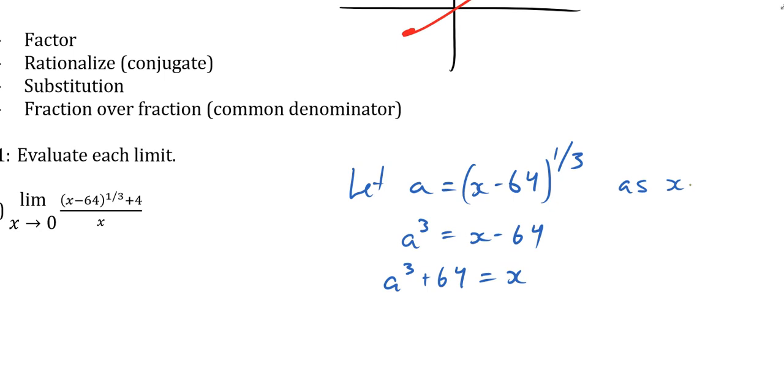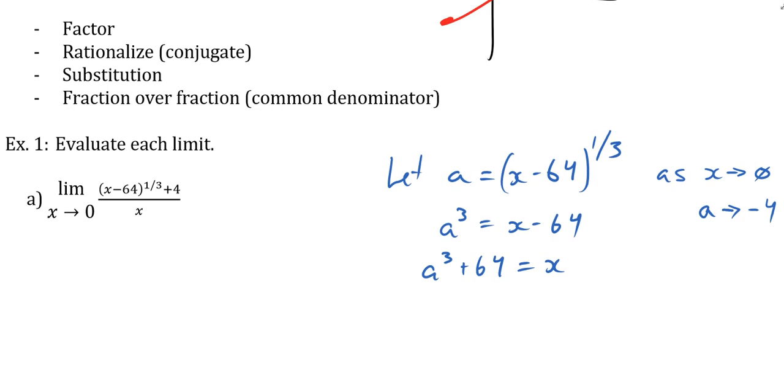And then the third step is this. I have to figure out, as x approaches 0, what does a approach? Negative 4. How do you figure that out? I would sub it into that top line. So sub 0 in for x and calculate a. Okay? Now I have all the details I need to go ahead and substitute and continue to solve.